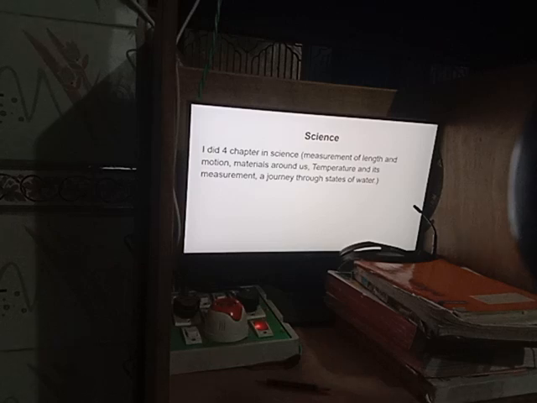So in science I don't have to solve any question now. I have to explain properly. So in chapter number 5, measurement of length and motion.